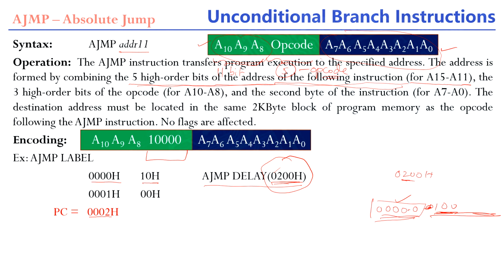from the specified address in the destination, and then it goes to location 0200, where a move instruction is available. So that is how it computes the actual physical address: 5 bits from the immediate instruction and 11 bits from the address specified within the instruction. In this way, it computes the destination address for absolute jump in the 8051 microcontroller.